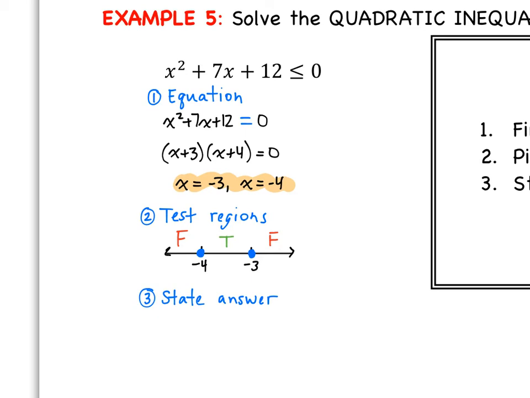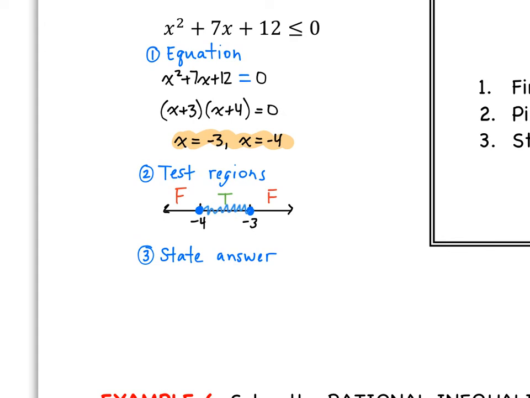So now if I'm going to graph, I'm going to shade in the true regions, so I shade in between there. But now the last step is we need to write our answer in interval notation. So hopefully we are experts at interval notation now. I've got a closed circle at -4, so I know we've got a bracket at -4. I go to -3, and I've got a closed circle at -3, so we've got another bracket there.